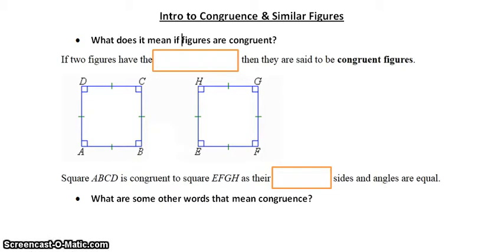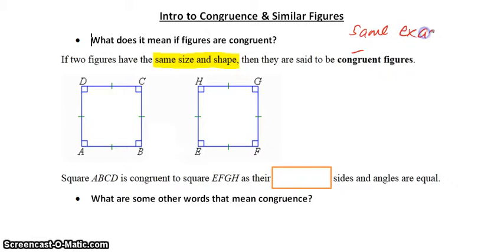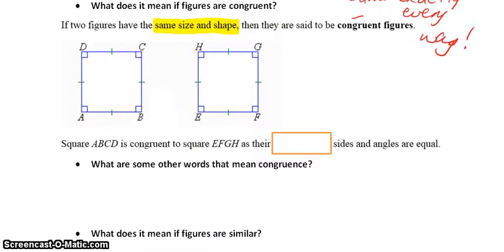Okay, so first question I want to put to you is, what does it mean if figures are congruent? Well basically if two or more figures have the same size and shape, then they are said to be congruent figures. So basically congruent means same size and shape, in other words, the same in exactly every way, and that's important. So for example, if you look at these two shapes here, they're both squares, and square ABCD is congruent to square EFGH because they're matching.